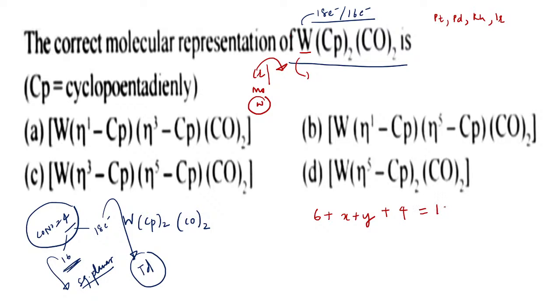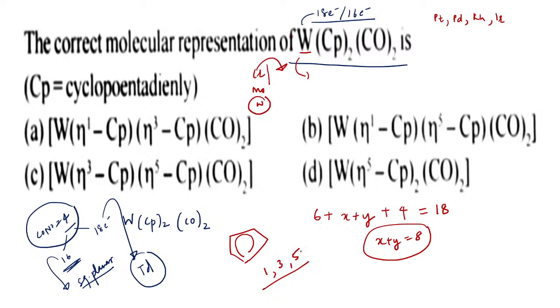And this is equal to 18. So now 6 plus 4 is 10, and x plus y should be equal to 8. Now if I take a cyclopentadiene ligand, it can have multiple hapticities. It can have one hapticity, three hapticity, and five hapticity. So we can have 1, 3, 5 as the hapticity values for cyclopentadiene. Now we have to make the sum equal to 8.